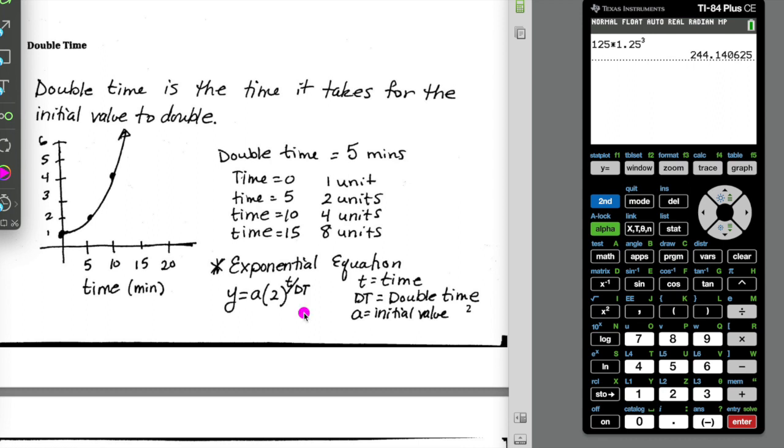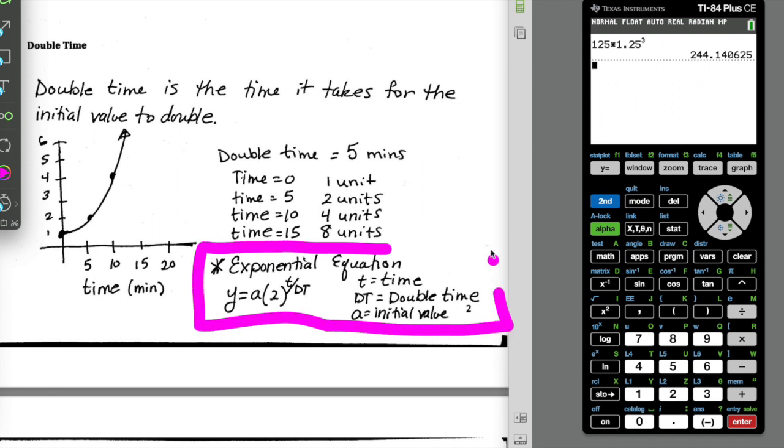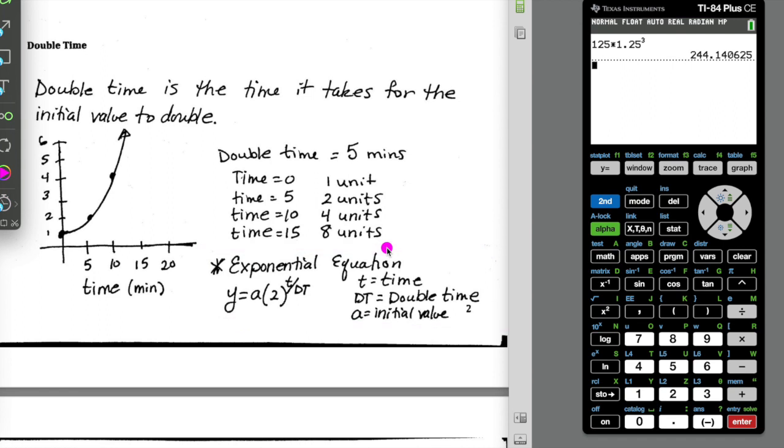So now that you understand what double time is, I can introduce to you what this equation is here. This is now a second equation that we have in our toolbox that we can use for exponential models. So the equation is y equals a, which is our initial value, times 2 to the power of t divided by dt. T is just the time that has passed, and dt represents the double time. So in this case, if I was trying to calculate something, I would put in 5 minutes for double time.